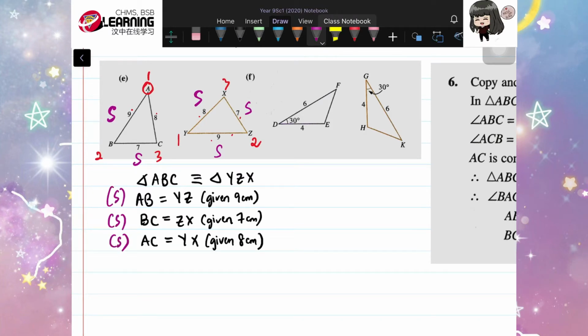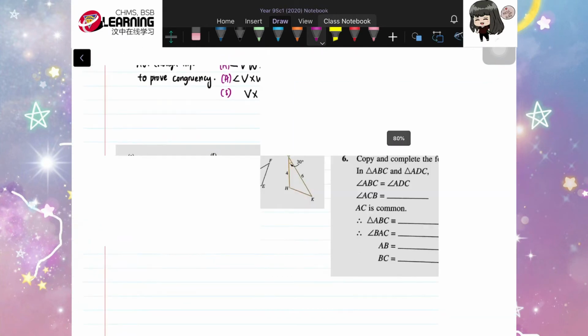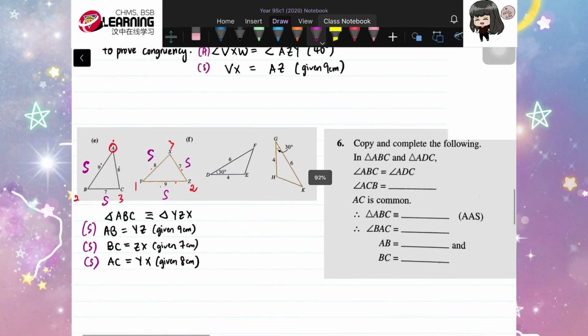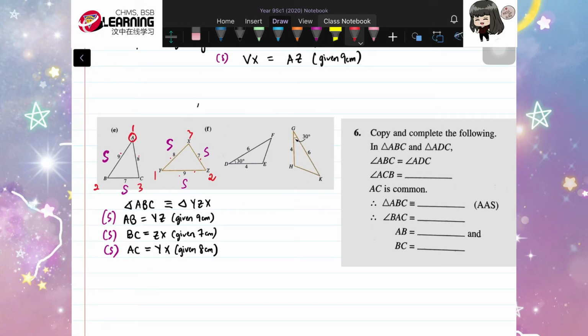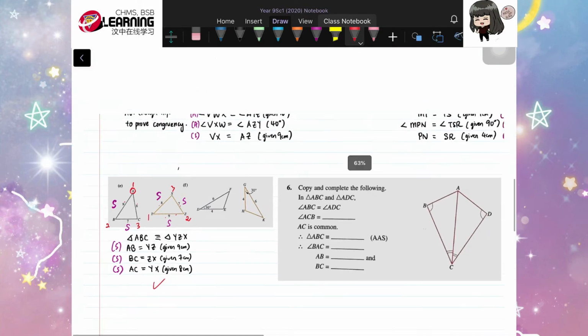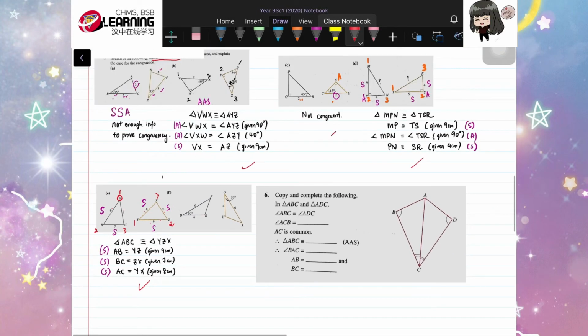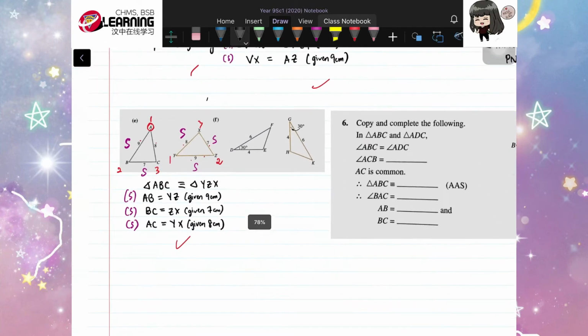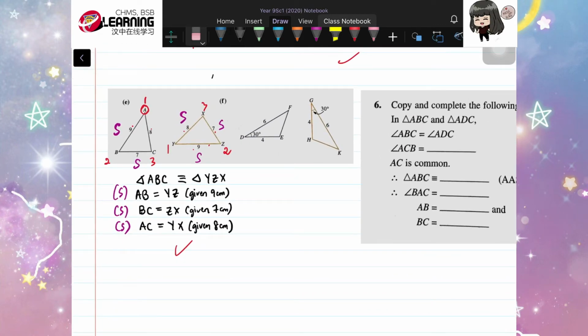Okay, so this is SSS. You tick for your answer. After you finish this, or after you do or copy all this, you can tick your answer. All this answer must be ticked, to show that we have discussed this answer together already.